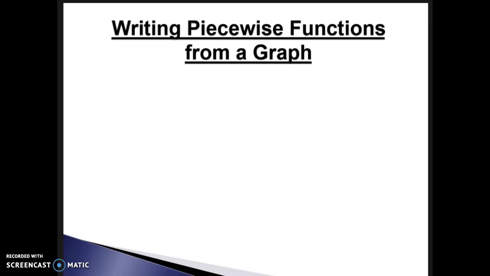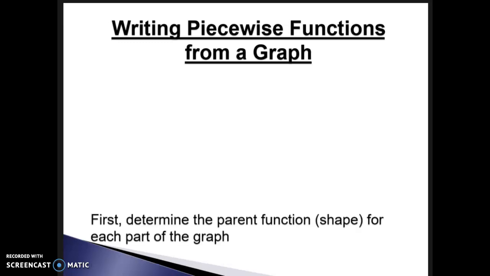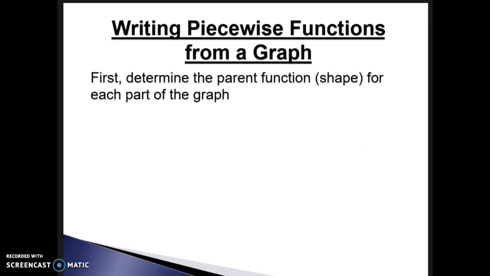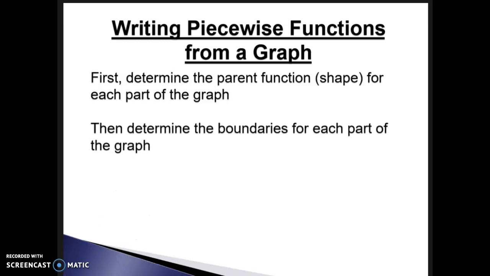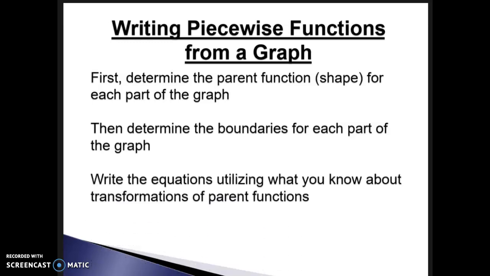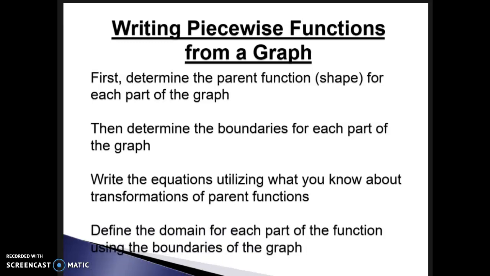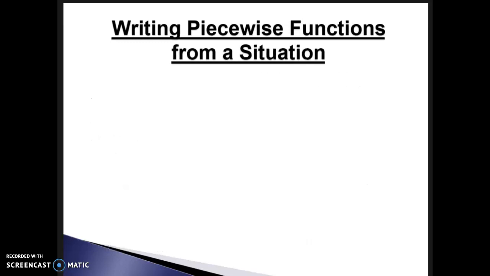When you are writing piecewise functions from a graph, the first thing you're going to do is determine the parent function or shape for each part of the graph. Then you're going to determine the boundaries for each part of the graph. And then you'll write the equations utilizing what you know about transformations of the parent functions. And then you'll define the domain, which is that last part of each piecewise function, for each part of the function using the boundaries of the graph.